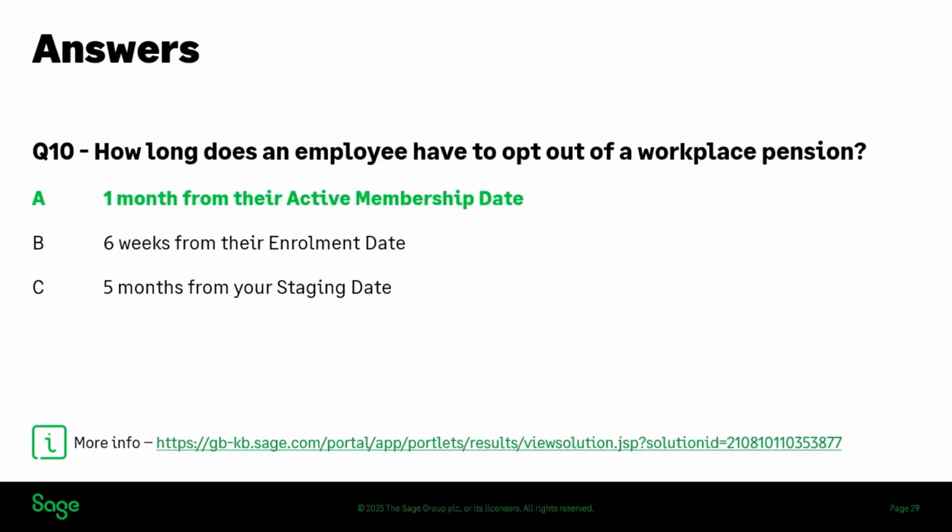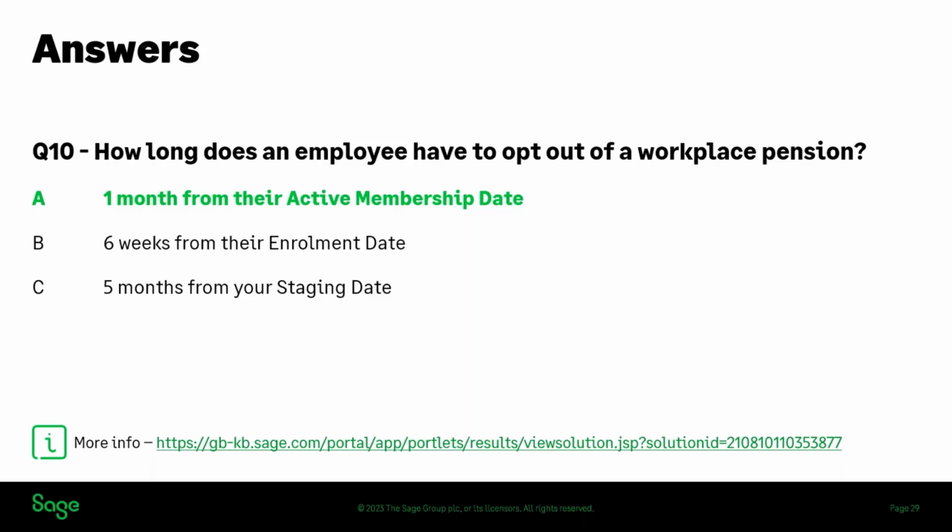We can. It's the 76%, so the majority got it right again. It's 1 month from the active membership date. So answer B, 6 weeks from enrolment date is the timescale to send the confirmation that they've been enrolled. So you need to write to your employee within 6 weeks. But the opt-out window starts from the active membership date, and that is a period of 1 month.